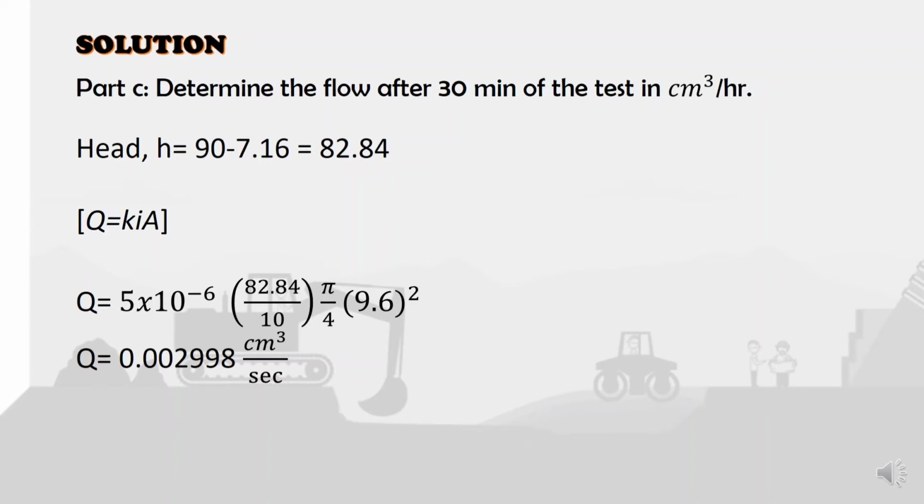Q is equal to 0.002998 cubic centimeters per second. Or let us convert it to cubic centimeter per hour. Then, it will be equal to 10.79 cubic centimeter per hour, and that will be the final answer for part C.